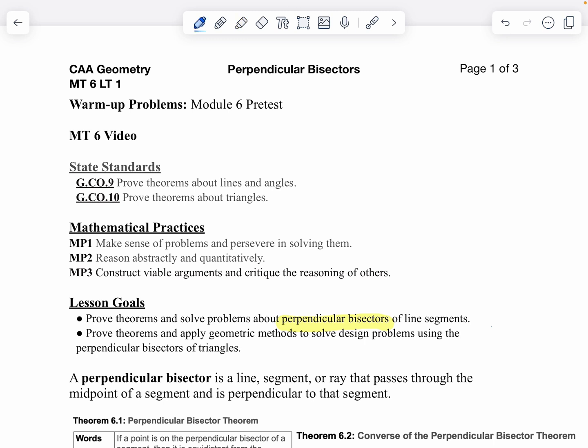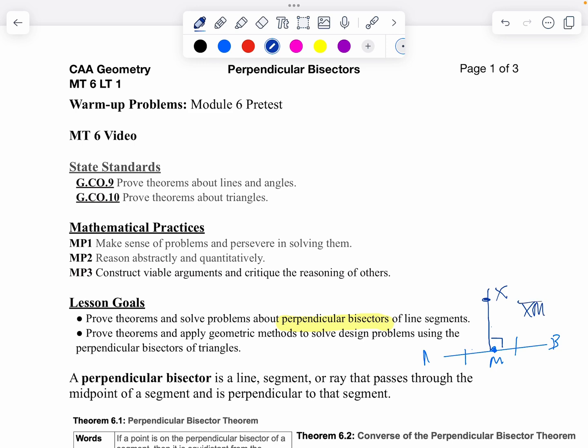The first thing, we've done bisectors before, and we've done perpendicular before. Now it's just putting it all together. So if I have this line segment, and I find the midpoint, and I construct a line that is perpendicular to this line, that makes this a perpendicular bisector. So for example, on this one, we'd say XM is your perpendicular bisector.